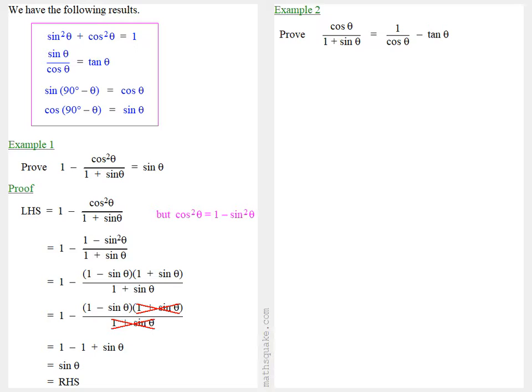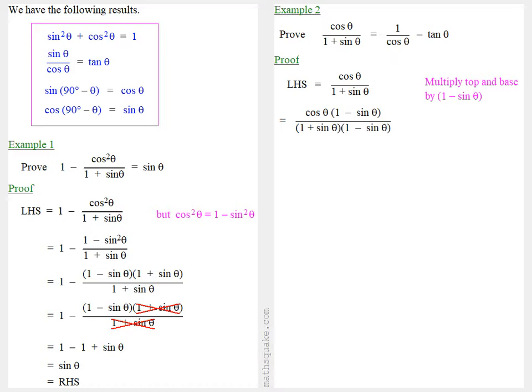Let's have a look at another example. This time we're going to prove that cosine of theta over 1 plus sine theta is equal to 1 over the cosine of theta minus tan theta. Well, let's start with the left-hand side. Cosine of theta over 1 plus sine theta. Now we're going to multiply the top and the bottom by 1 minus sine theta. So that gives us on the top cos theta into 1 minus sine theta, and on the bottom 1 plus sine theta into 1 minus sine theta.